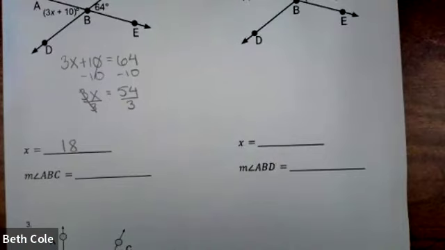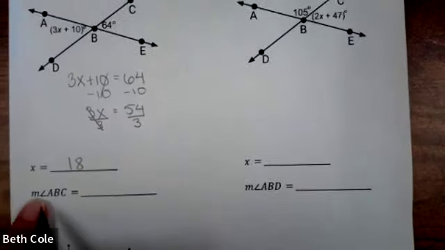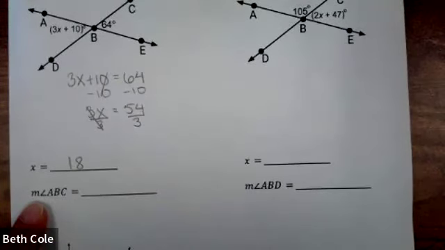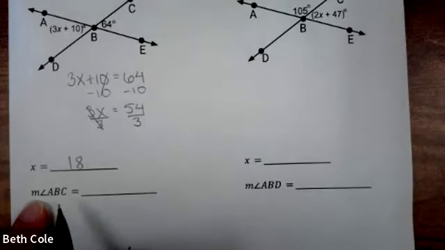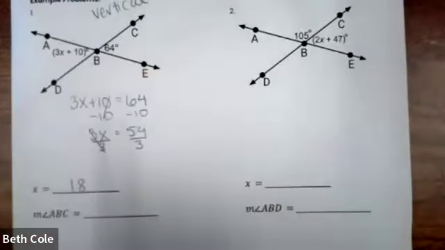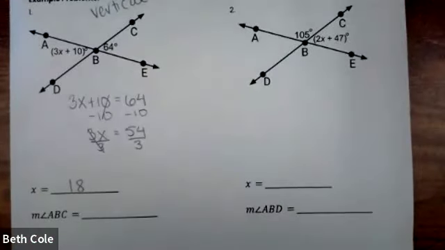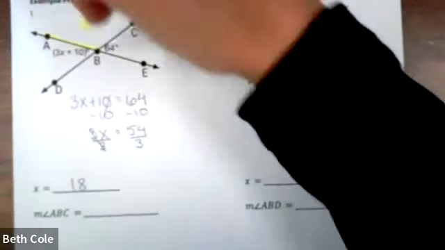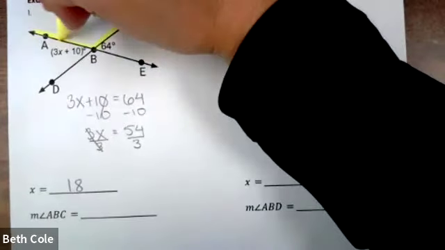So x is 18. Now, a lot of times in geometry, you can't just stop when you find x. They want you to plug it back in and find something else. So we want, and when that little m is there, that means measure. So m means measure. So that means it should be a number, an actual answer. So measure of angle ABC. So I'm going to highlight up here. This is our ABC. Do you see this one?